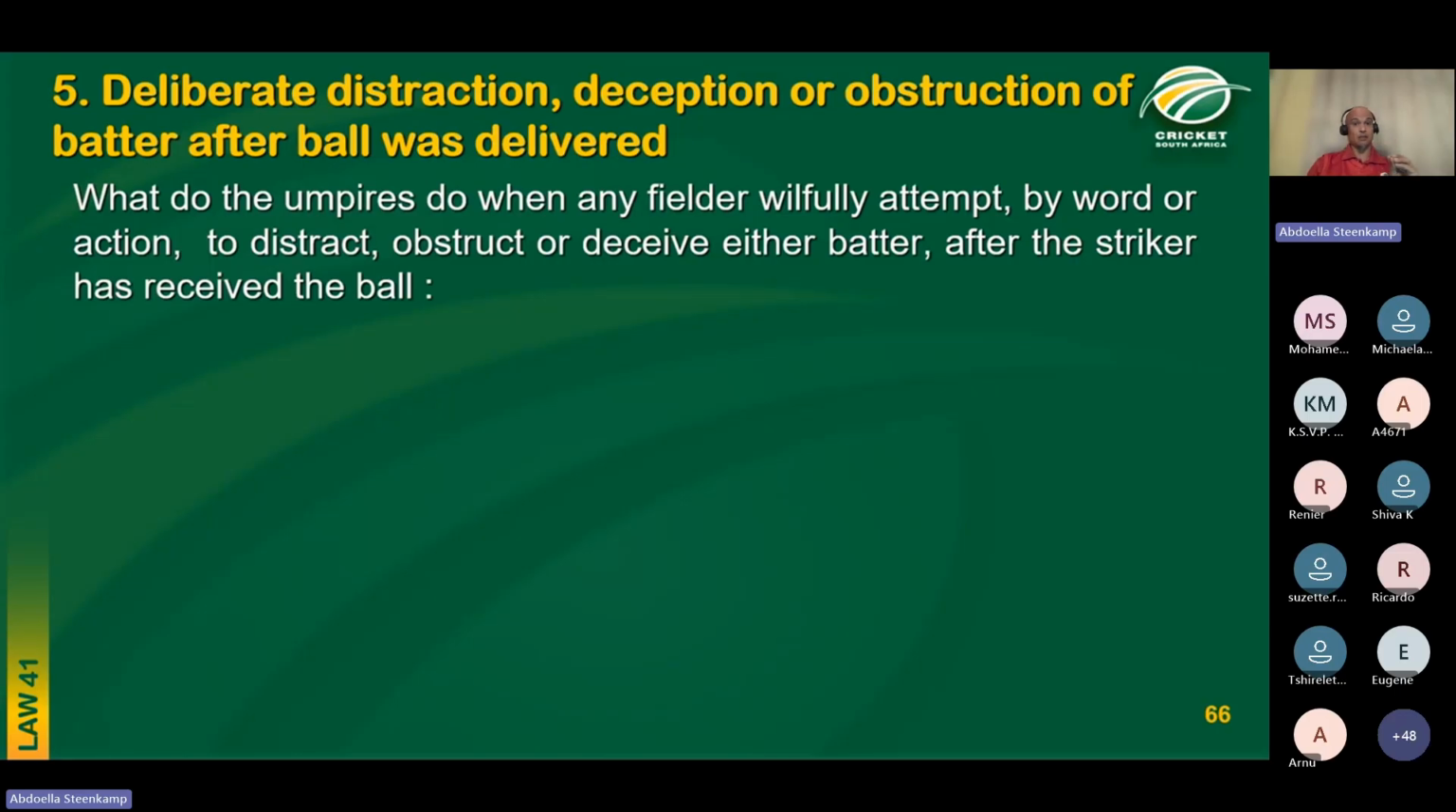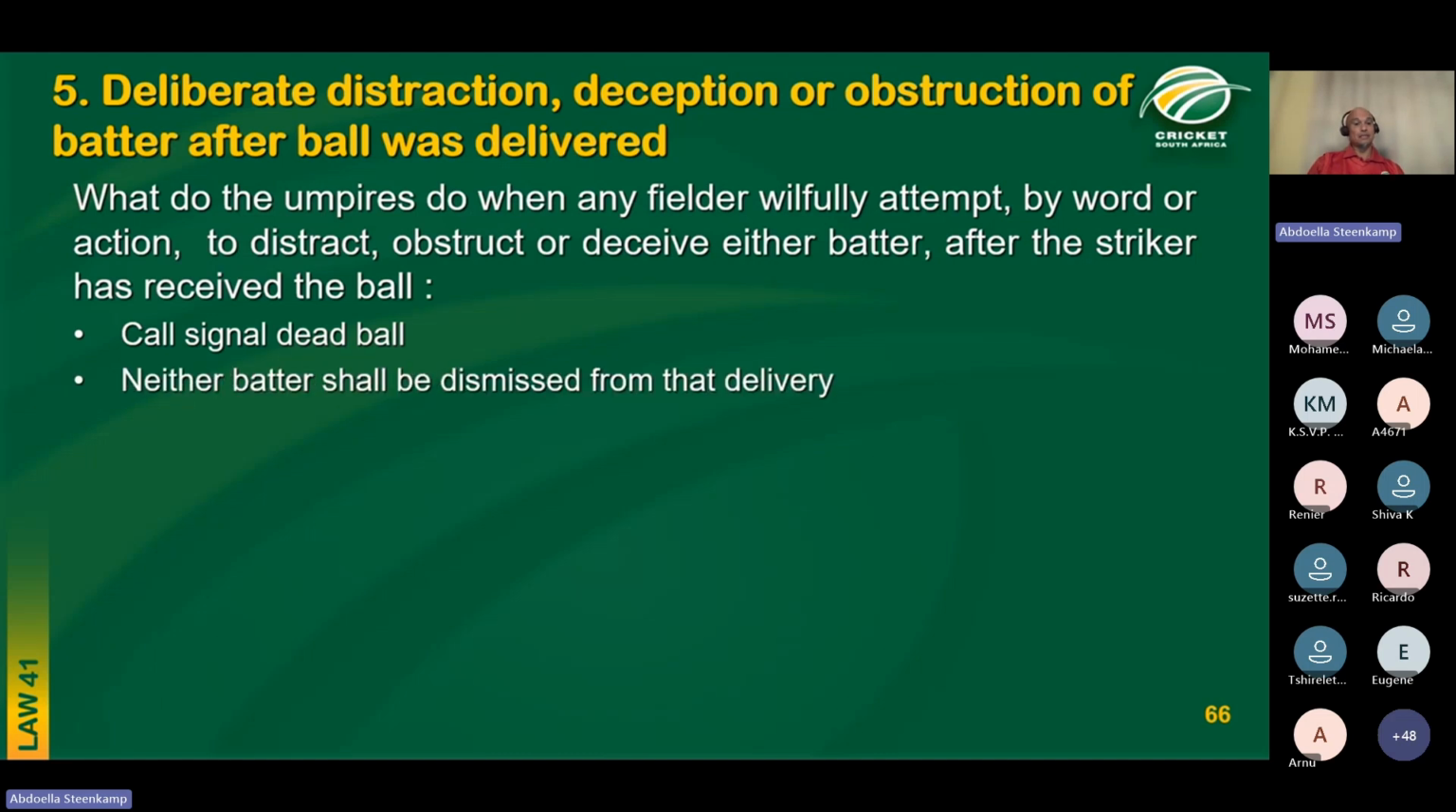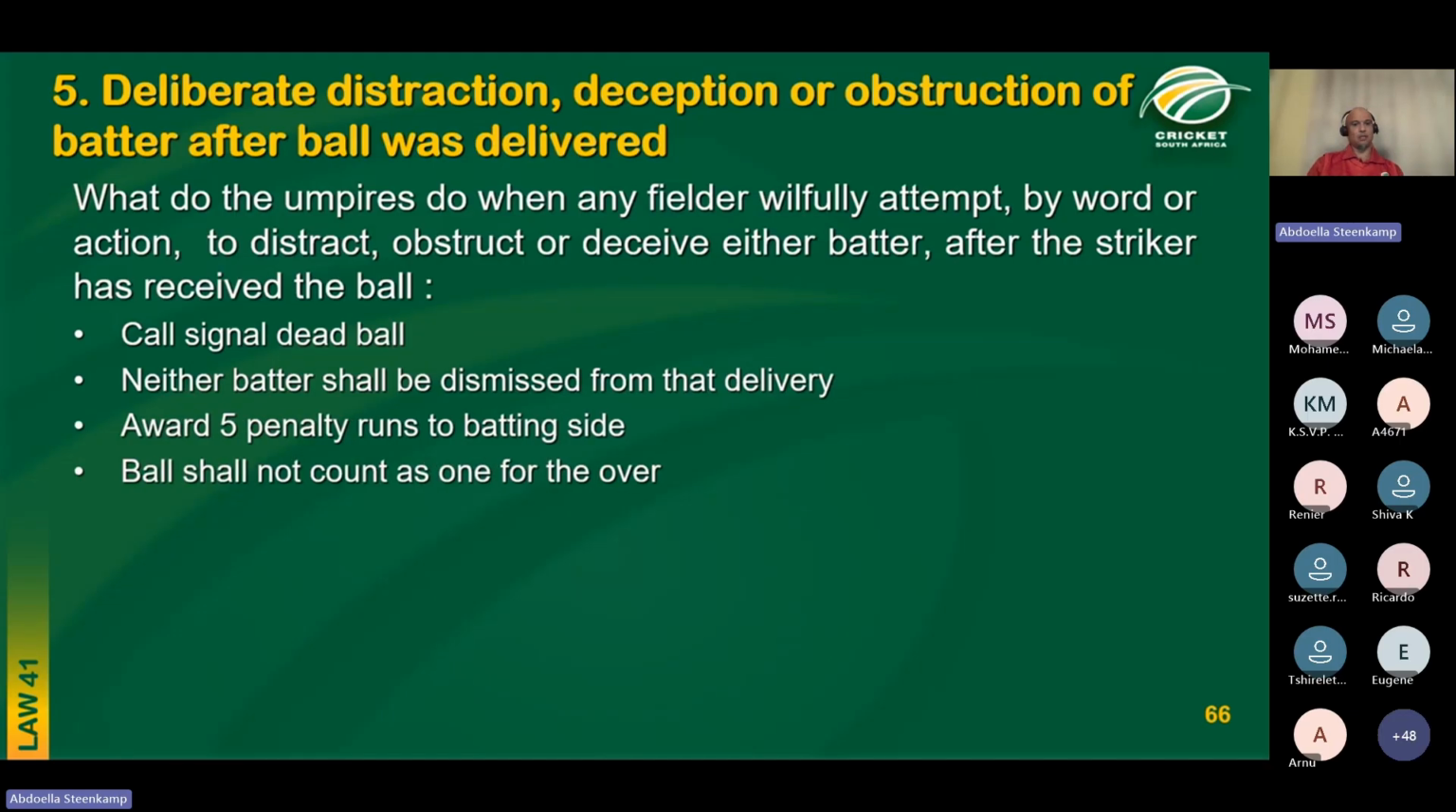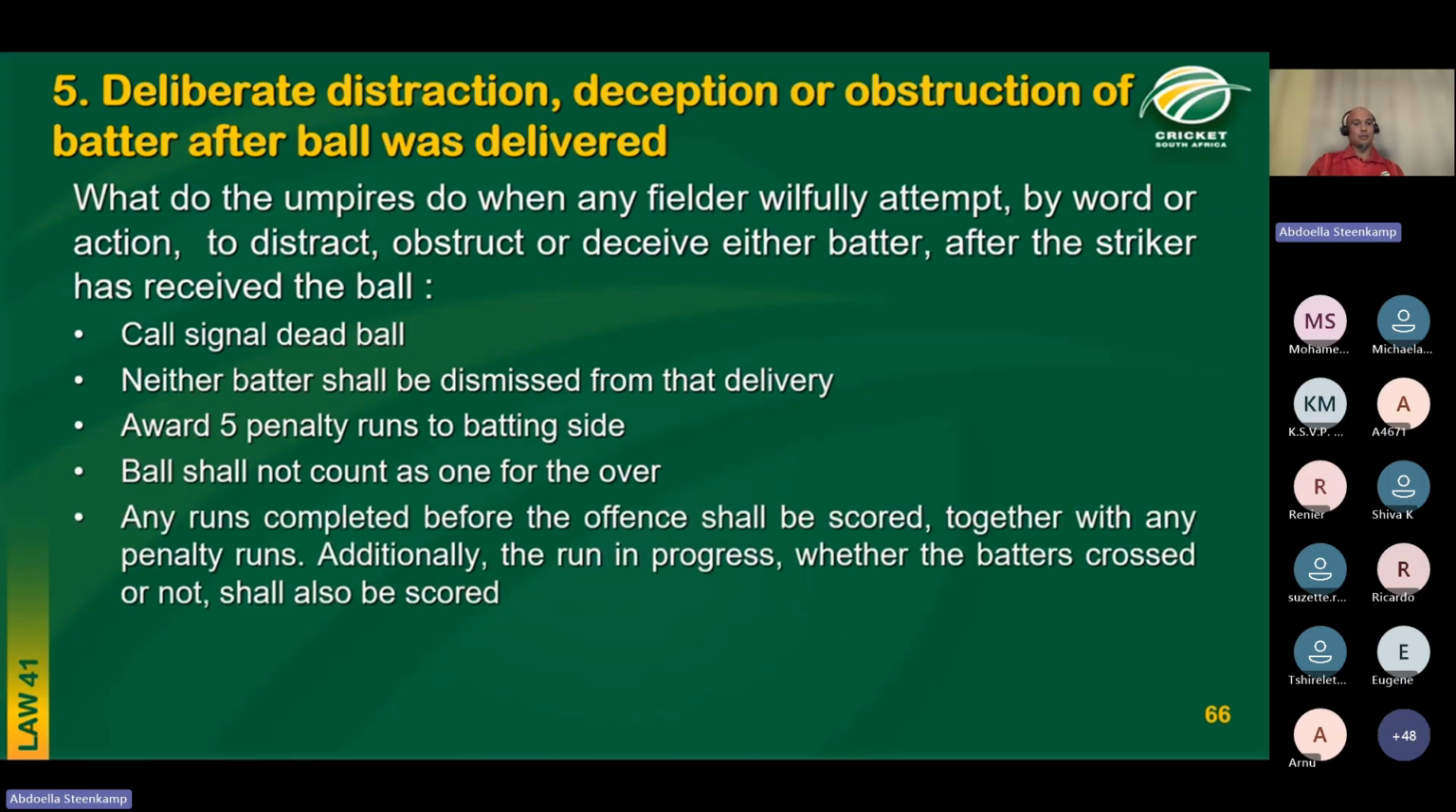Let's look at the punishment. If any of the 11 fielders deliberately attempted by word or action to either distract, obstruct, or deceive either batter, call and signal dead ball, neither batter to be dismissed from this delivery, 5 penalty runs to the batting side, ball not to count as one for the over, any runs completed before the offence to be scored, including penalty runs. And the law goes on further. Additionally, the run in progress, whether they crossed or not, also to be scored.